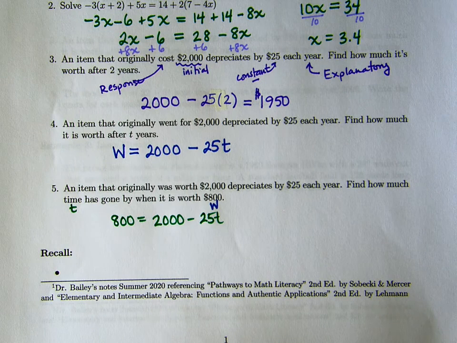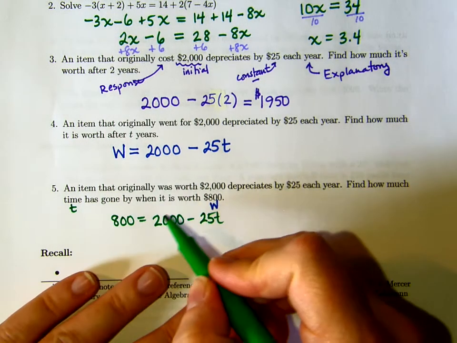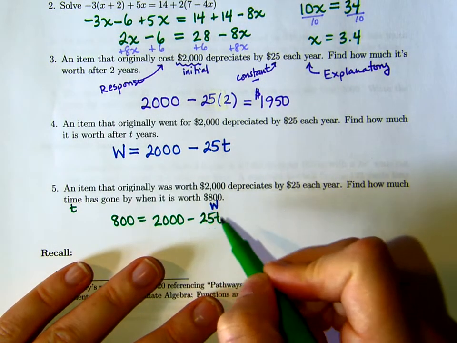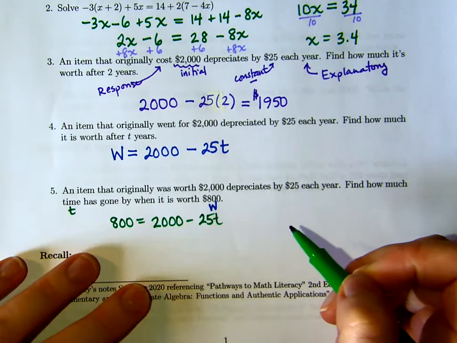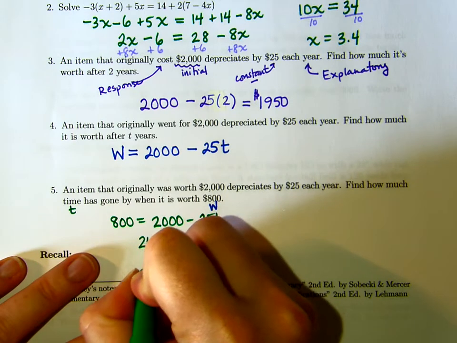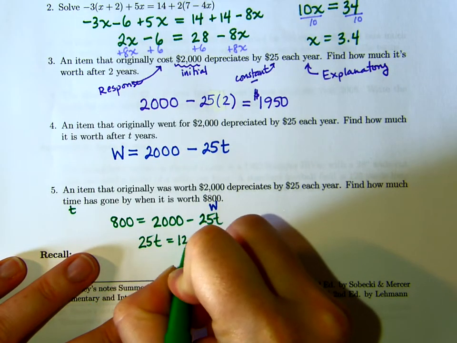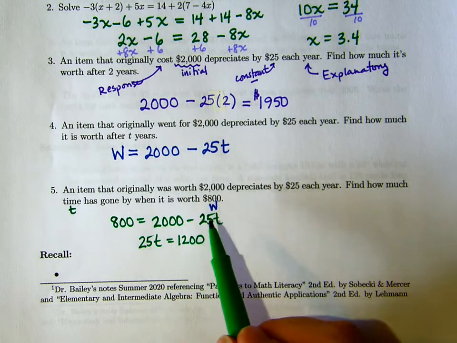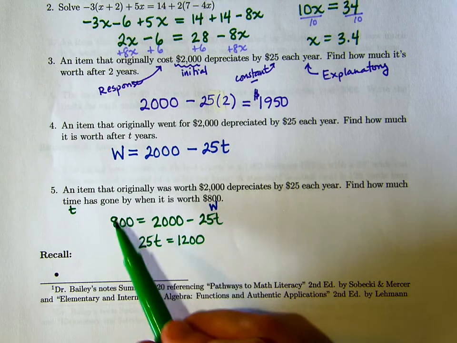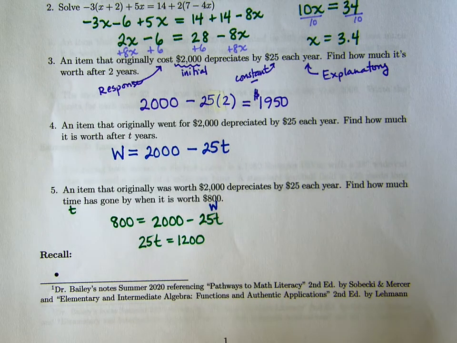Well, if I look at it like this, I know that 2,000 take away 1,200 is going to give me 800. So I know that 25t has to equal 1,200 bucks, just because 2,000 take away 1,200 is $800.